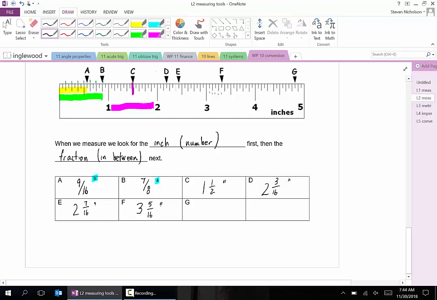And finally G, well, G is 4 and again, if you counted, well, I'm going to count quicker, 2, 4, 6, 8, 10, 12, there are 13. So G is 4 13/16 inches. So in class, we're just going to practice using our ruler a little bit and make sure we can measure some shapes around our room.